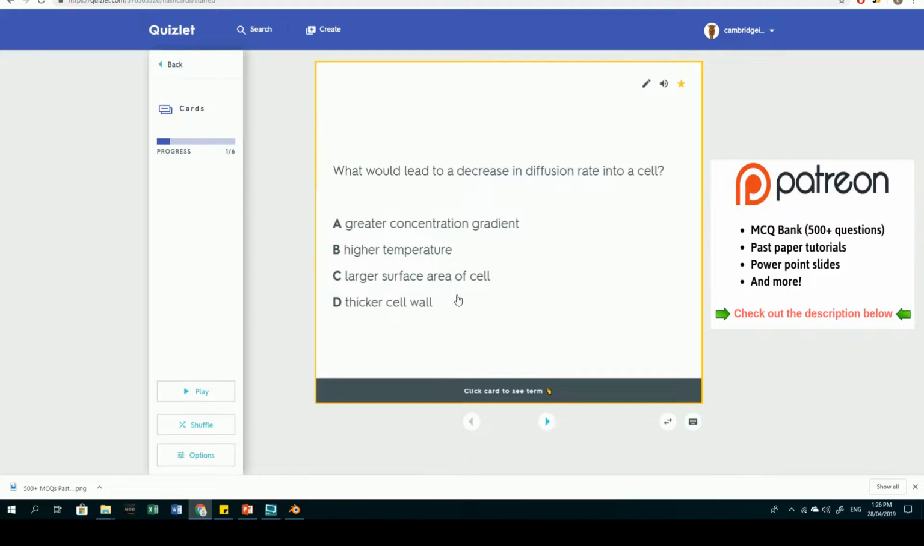And C, the larger the surface area of the cell, generally the faster the rate of diffusion, simply because there's more area at any given point for the diffusion to occur. So the first three options should theoretically increase the diffusion rate, not decrease it. So we're left with option D, the thicker cell wall, which will indeed decrease diffusion rate because that means there is a larger distance that the molecules have to travel. And the larger the distance, the slower the rate of diffusion, because the molecules need to cover more distance as they move down the concentration gradient. So the answer here is D.